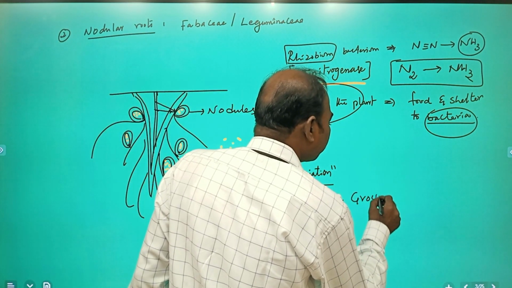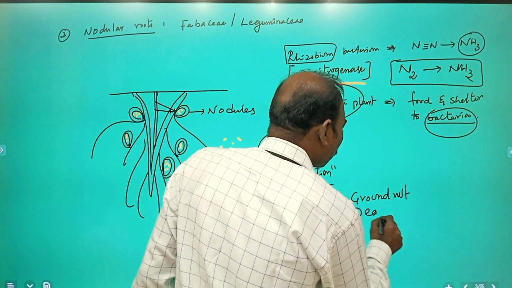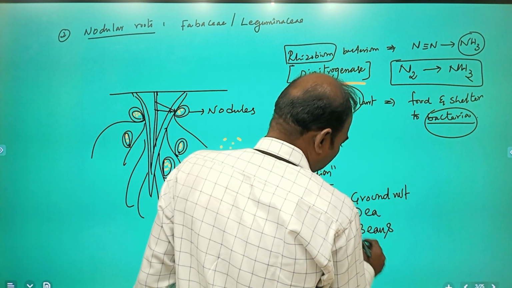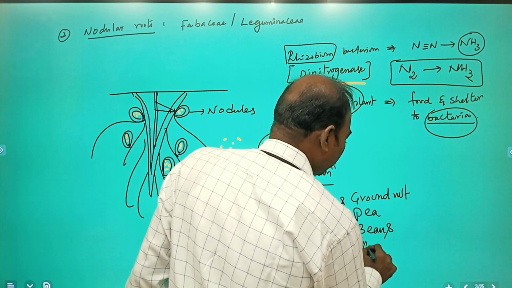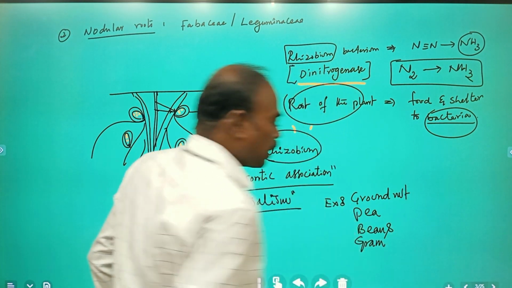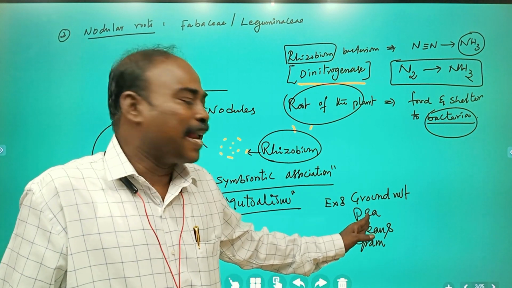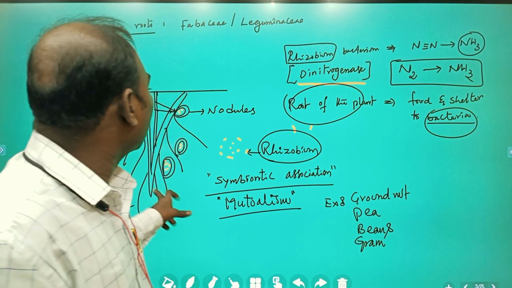For example, groundnut, pea plants, beans, etc. are examples. Gram, red gram, green gram, black gram, beans, pea plants and groundnut are the examples of these nodular roots, right?